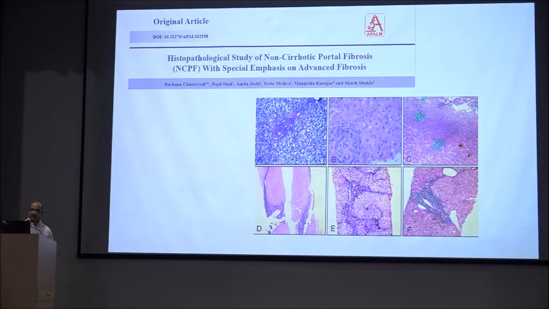The second entity which we discussed is obliterative portal venopathy with increased fibrosis. This is a study which emphasized these kinds of patients, and they highlighted that these patients may have more complications, especially portal hypertension-related complications, those patients who have increased fibrosis along with the obliterative portal venopathy.